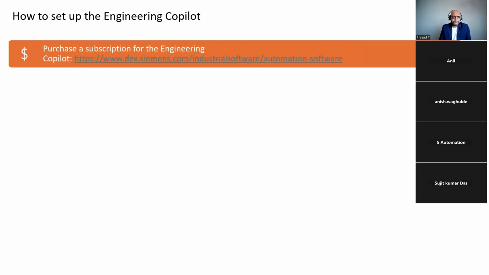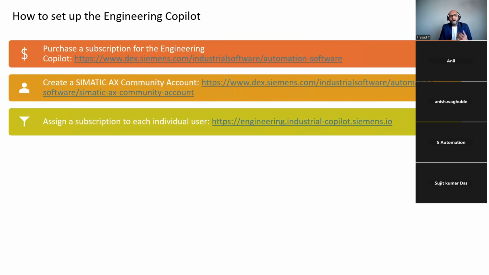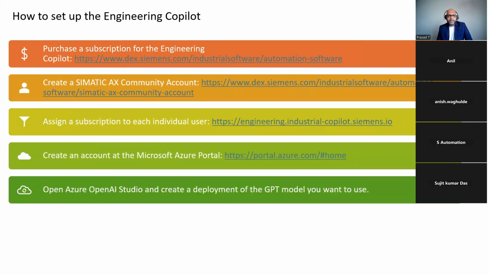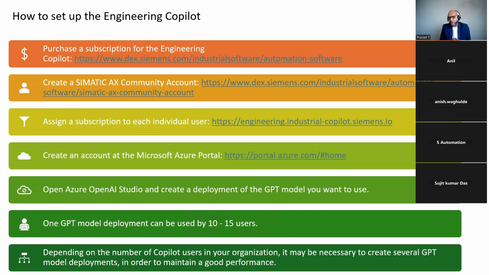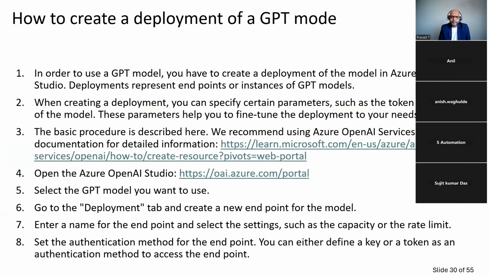These are some high level steps on how to set up the Copilot. For example, first is going through the TIA engineering subscription, creating the account, creating the subscription for individual user, and then we need to create a Microsoft Azure portal account and then link the same. We also need to create the deployment of GPT model, and then one GPT model can be used by 10 to 15 users. I didn't get a chance to go through hands-on because the software was unavailable, but these are just high-level steps to deploy the Copilot.